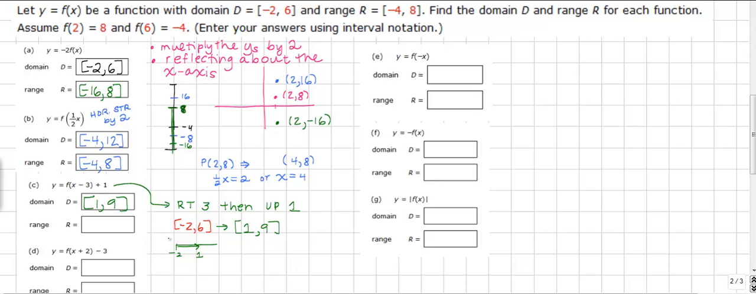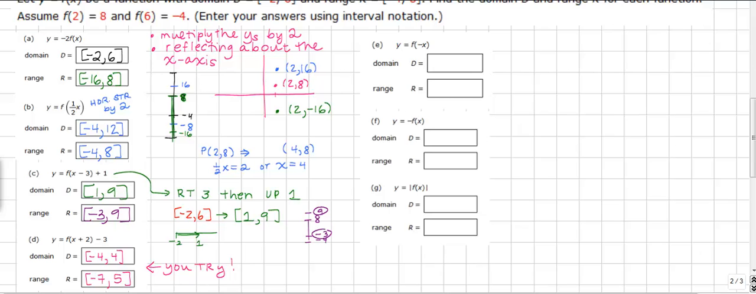The part that affects the range is the part that's vertically up 1. I think it's easier to see this part if you had basically your range is -4 to +8. When you move up 1, you become -3 to +9, closed interval.